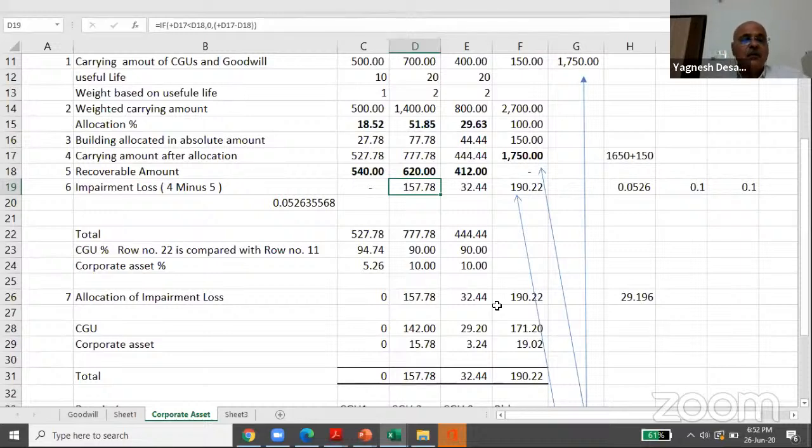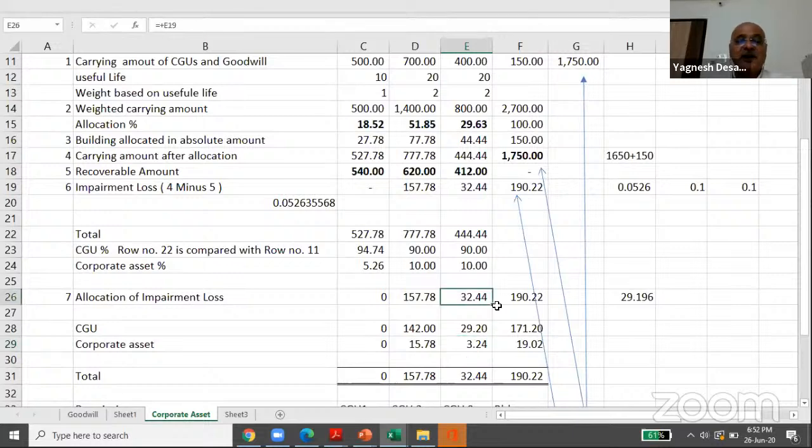Now, the 157.7 loss, if I have to bifurcate, divide, allocate, then it has to be in this proportion: 90%, 90% and 10% and 10%. So 90%, 10% of 157.78 is 15.78. 10% of 444.44 is... what is wrong, sir?